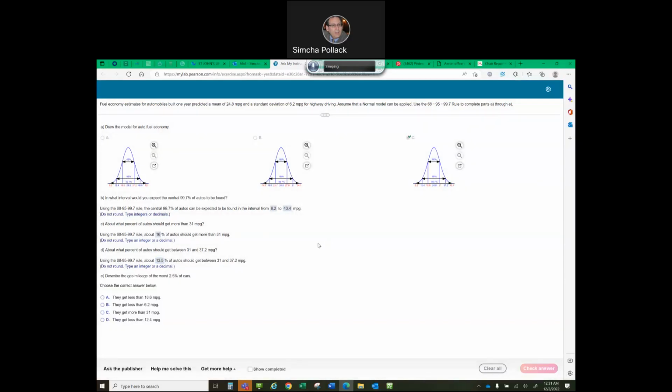Now the worst 2.5%. Well, remember, from here to here is 95%. This is the missing 5%, and each half of it is 2.5%. So anything below 12.4 is 2.5%.